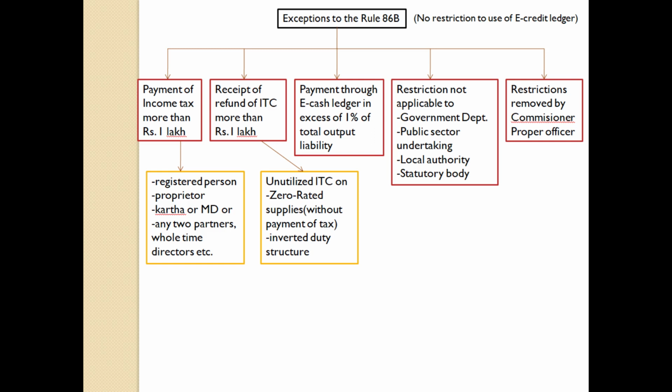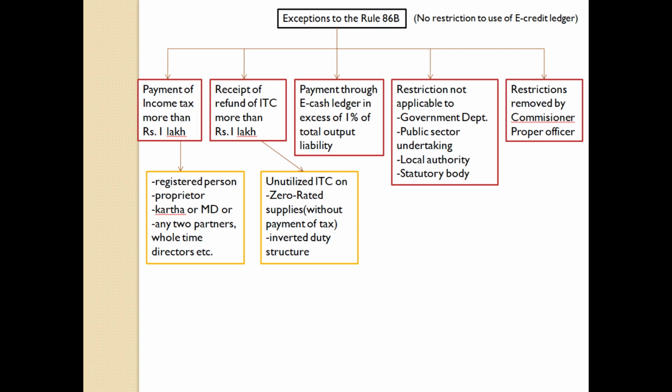The last and final topic is exceptions to Rule 86B, which means the restriction that a minimum of 1% of output tax liability be paid through the e-cash ledger shall not apply to the following persons. They are: income tax payment of more than 1 lakh by a registered person, or proprietor, or karta, or managing director of such registered person, or any two other persons, whole-time directors, etc. And a registered person who receives a refund of more than 1 lakh rupees with respect to unutilized ITC on account of zero rated supplies without payment of tax and the inverted duty structure.